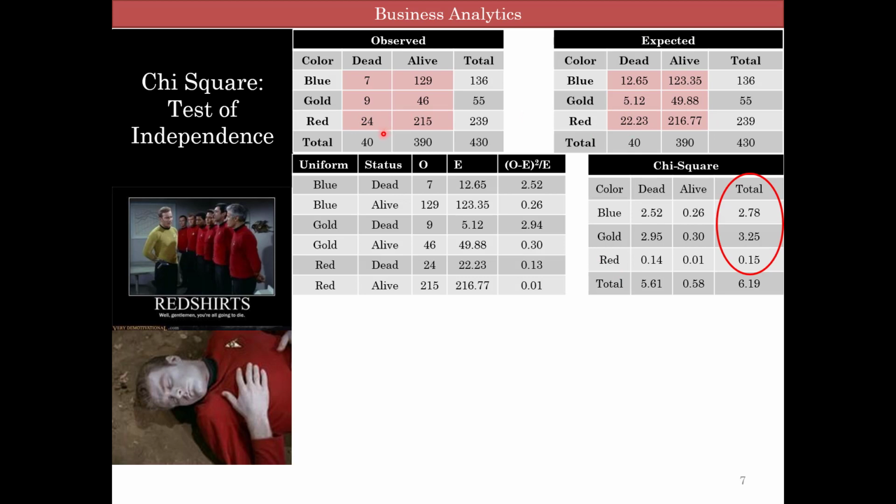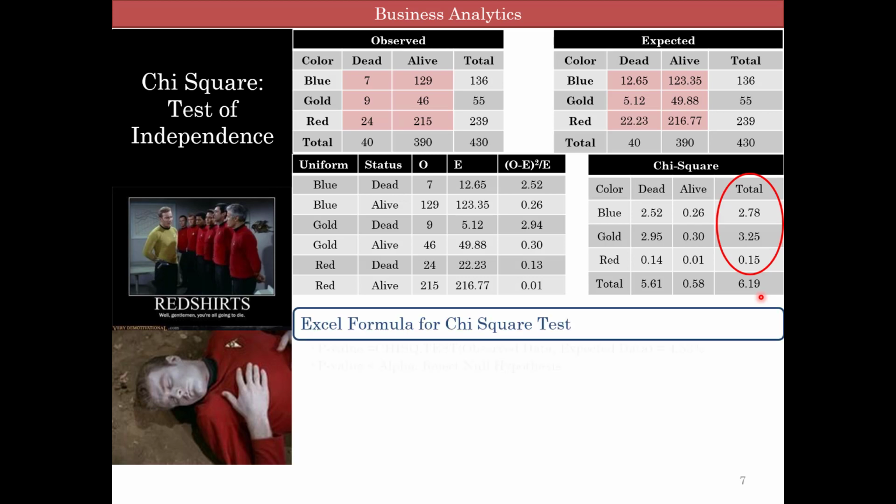People who wear red shirts die or stay alive at around the same level as what is expected, whereas for gold, you can see gold essentially seem to die at a much larger rate than expected, whereas people wearing blue shirts tend to actually die at a lower rate than expected. So it is blue and gold which are contributing to this chi-square value.